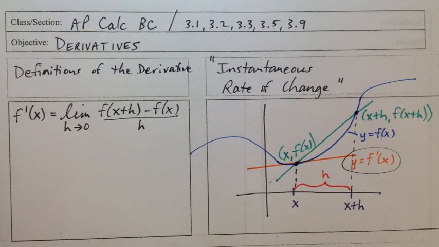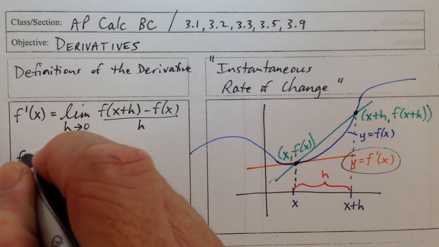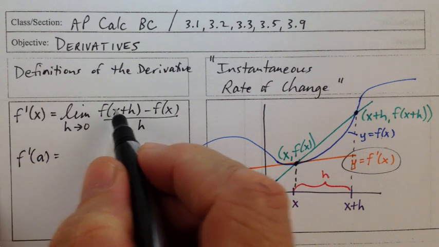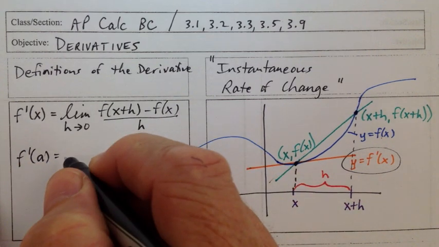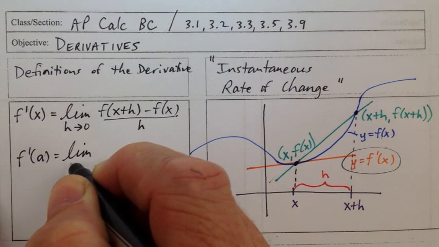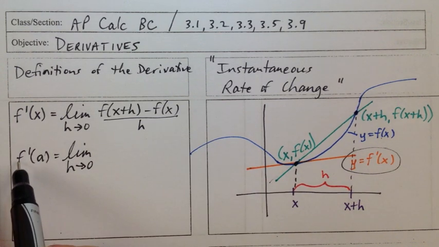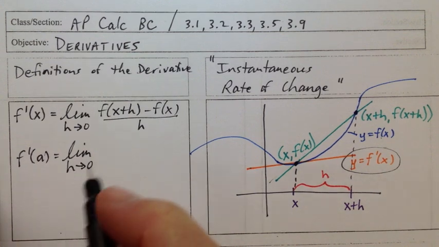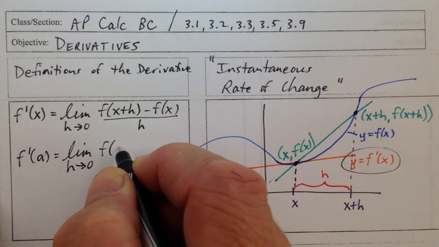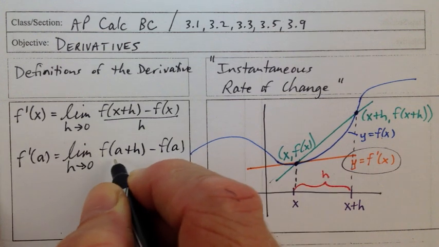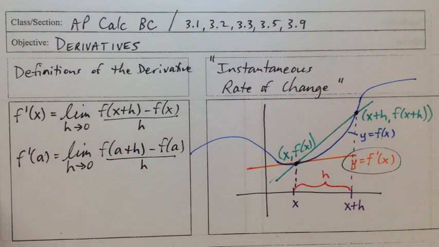Now we have another couple definitions of the derivative. We have f prime at a. If we wanted to substitute in a for x, this is also a very important definition of the derivative. Now here we have the derivative of this function at a particular value a, and that would be where we just replace x with a in the above definition. So that's an important one.